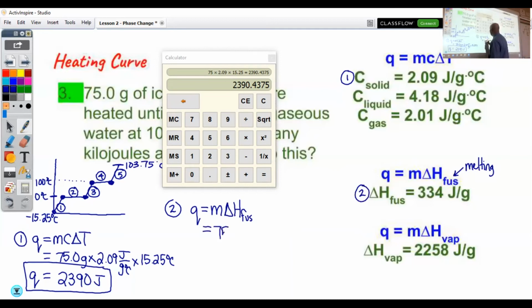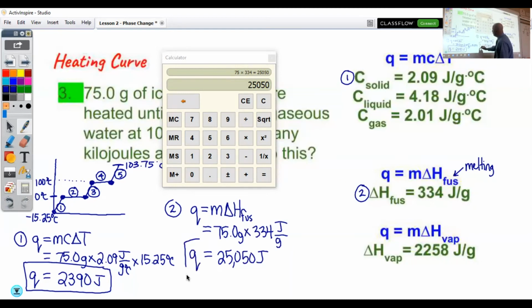So once again, we're going to take our 75.0 grams. We're going to multiply it by our 334 joules per gram, 75 times 334, and we get an answer of 25,050 joules. This is our Q value for part 2 of the problem. We have now gone from a solid at negative 15.25 up to 0, now across from all solid to all liquid. We're now ready to look at part 3.